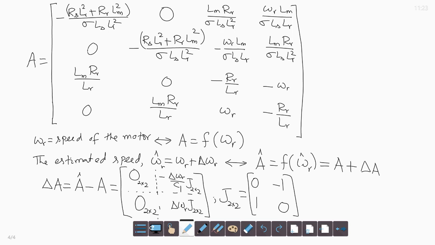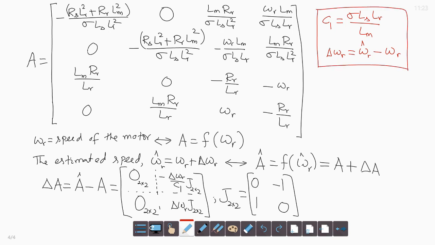J is this, and of course we have used the parameter C1 here. C1 is given by sigma Ls into Lr by Lm, and delta omega r, what we have used, is the estimated speed omega r hat minus omega r. Delta omega r is the speed estimation error, that is, the estimated speed minus the actual rotor speed, and C1 is the constant which you have used in the delta A matrix, obtained from the A matrix.